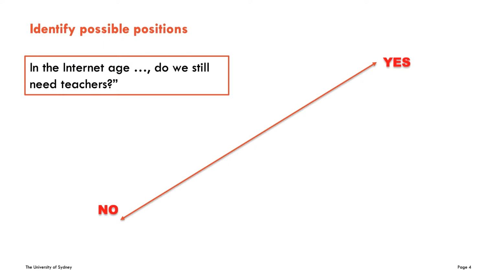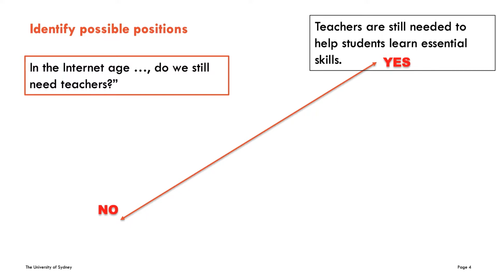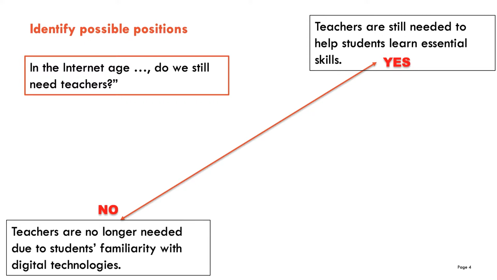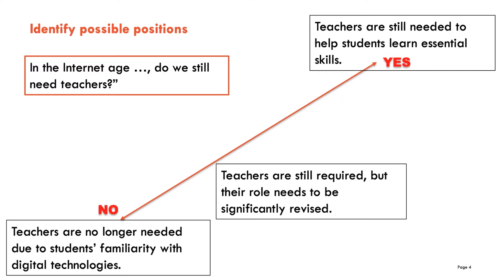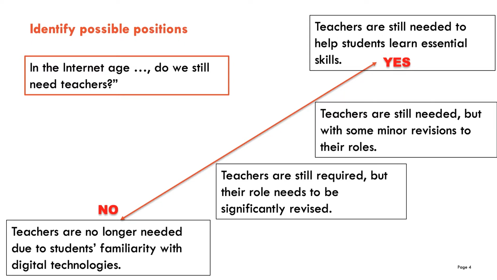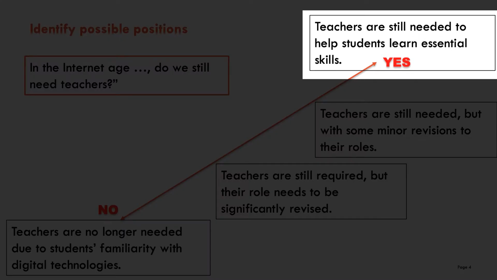At one end of the continuum is a position that strongly agrees with the question. Yes, we do still need teachers. At the other end is a position that strongly disagrees with the question. No, we no longer need teachers. Between these positions are those that both agree and disagree in various ways. Here we will assume the position that teachers are still needed to help students learn essential skills. This will become the thesis statement for our essay as a whole.